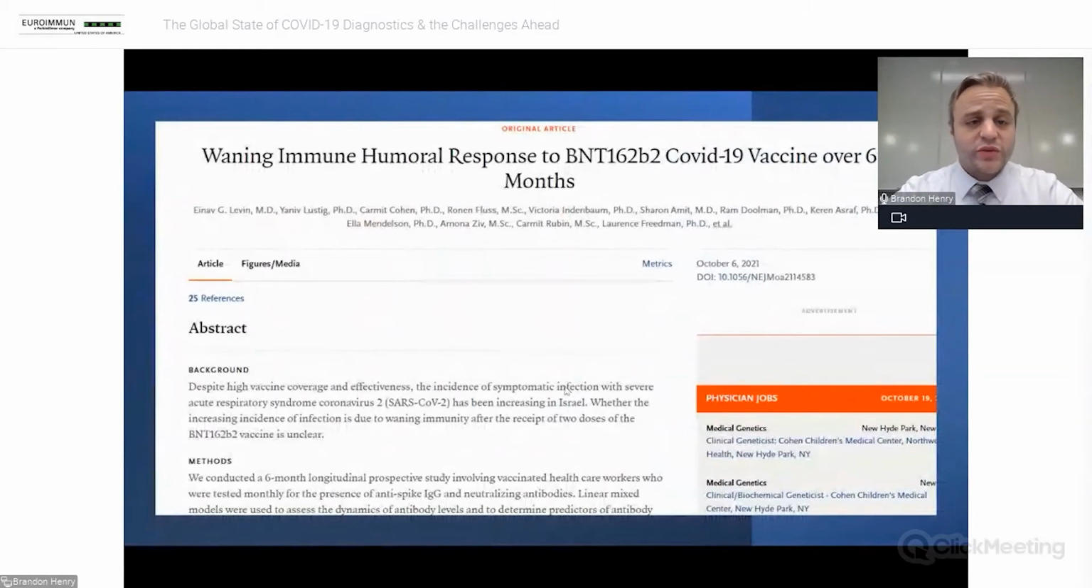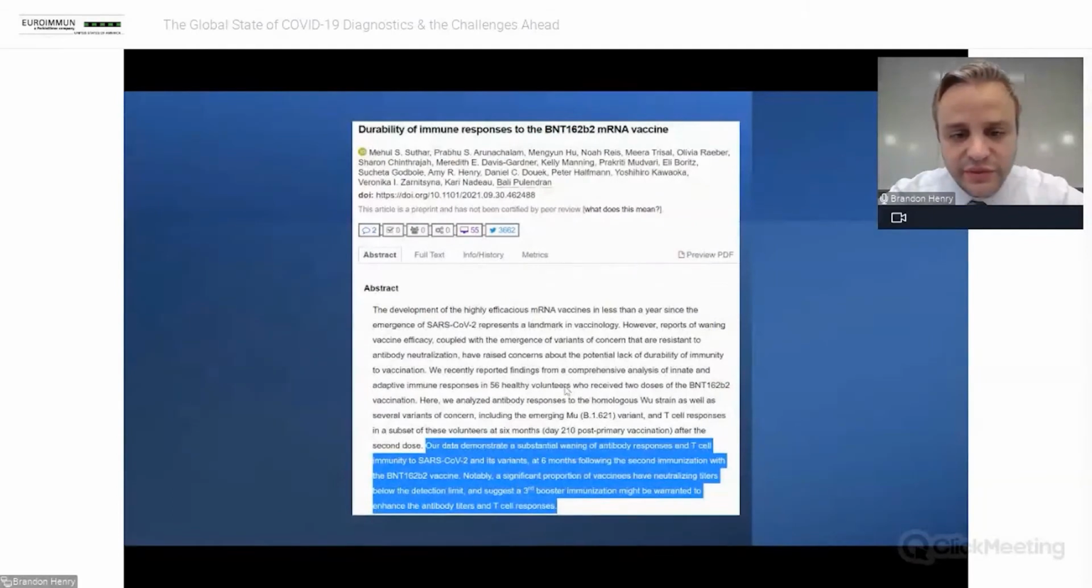And we're not the only group that found this. This study from Israel also found that there's significant waning in humoral immune responses over 6 months after vaccination with the Pfizer vaccine. And one other study really found that the T cell responses tend to follow the IgG responses, and there was significant decline in T cell responses at 6 months as well.